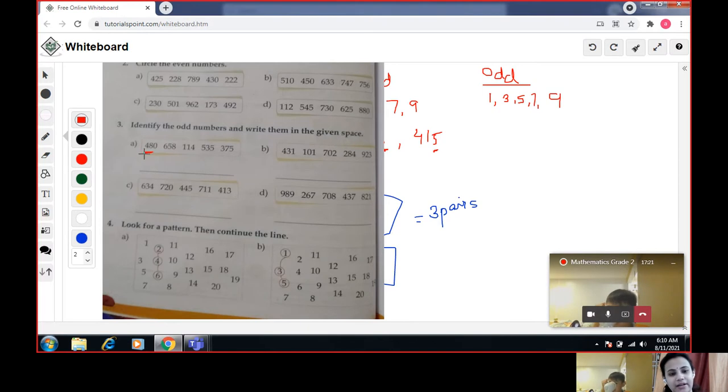It means, see here, it is 480. This is 480. So this is the ones place, and the ones place is having 0. Ones place is having 0, and it is not here. Can you see? This is not here. So this is an even number. This is not the odd number. This is an even number.